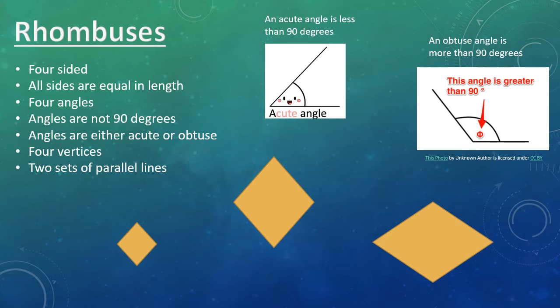They do have 4 vertices, and rhombuses do also have 2 sets of parallel lines. So if we extended the sides of a rhombus, 2 pairs of the sides would not meet. So that's what makes a rhombus a rhombus.